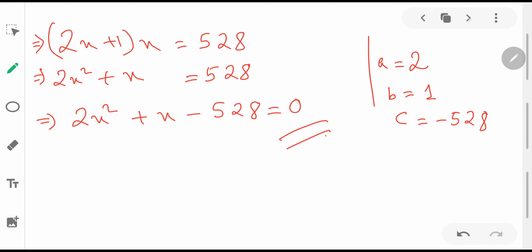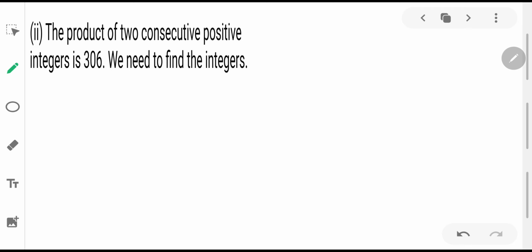Let us go to the next problem, which is: the product of two consecutive positive integers is 306. Here you need to know about a term known as consecutive integers. What do we mean by consecutive? Consecutive means serial numbers, like all of you have your roll numbers in your class, like roll number starts from 1, 2, 3, 4, 5 in this way. These are called consecutive numbers. Why consecutive? Because these are your serial numbers. Serial numbers are known as consecutive numbers.